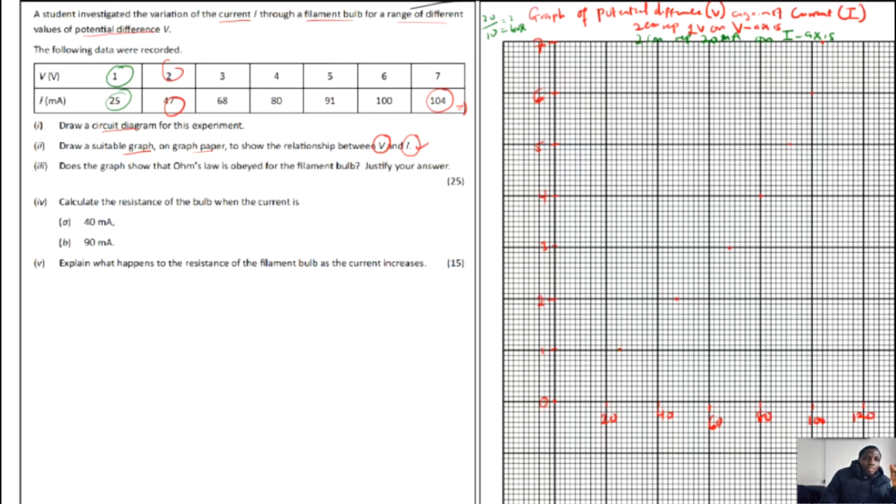Because you are using a filament bulb, that's the implication here. Assuming we were using another conductor, the apparatus or one of the materials we are using for this circuit is a filament bulb, and it has an implication on this experiment. So that's why we're going to have a curve as our slope. I'm going to connect this with a blue pen so that we can see it.